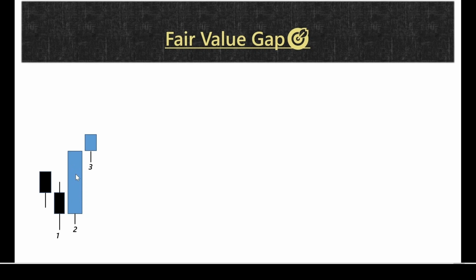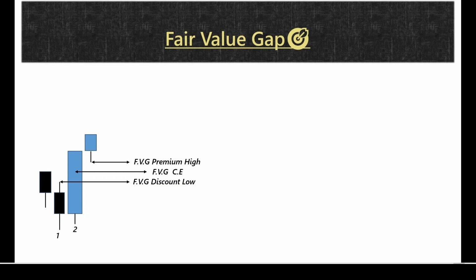Whenever there is a fair value gap, we consider 3 key levels to be our point of interest. First, we have the high of candle number 1, which is labeled as fair value gap discount low. Second, we also have the low of candle number 3, which is called fair value gap premium high. And third, we have the midpoint of the gap, which is also known as fair value gap consequent encroachment.